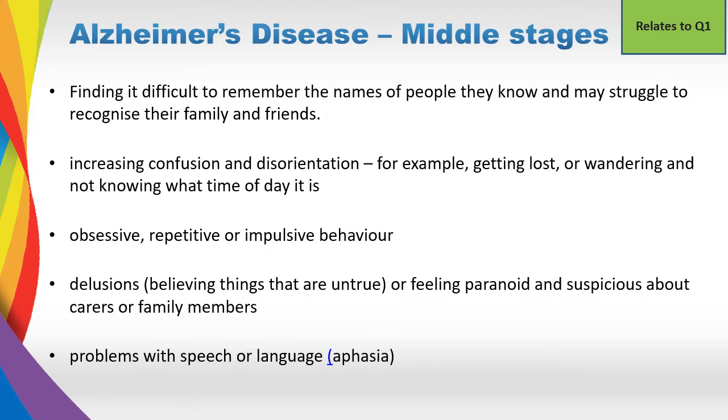In the middle stages, people with Alzheimer's disease might find it difficult to remember the names of the people they know and might struggle to recognise their family and friends. They might have increasing confusion and disorientation, like getting lost or wandering, not knowing what time of day it is. They might have obsessive, repetitive or impulsive behaviours. They might have delusions, which is believing things that are untrue, or feel paranoid and suspicious about carers or family members trying to help them. They might have problems with speech or language. This is known as aphasia.